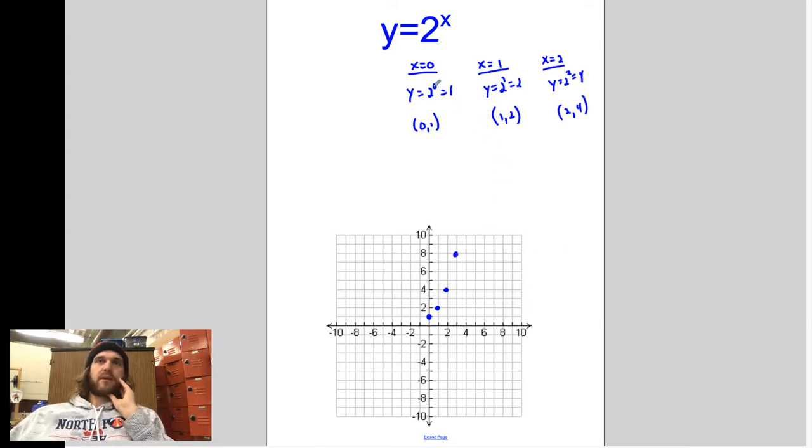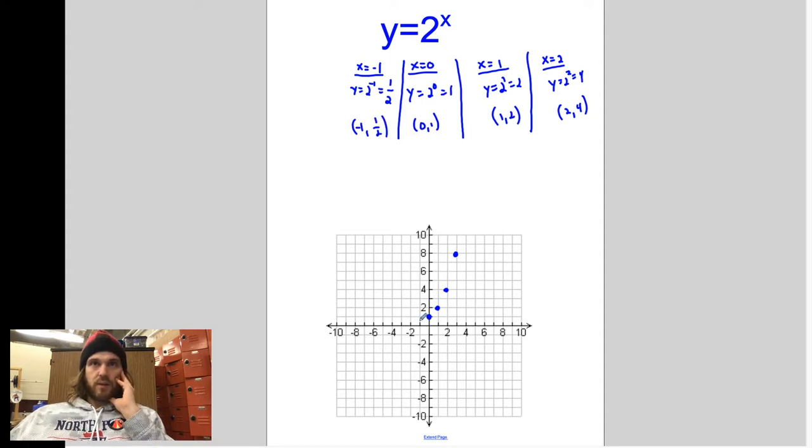Great. Okay, now I start working into my negative numbers, so I can see what this looks like. x equals -1. So that's going to be y equals 2 to the -1. Remember, a negative exponent means it's going to move down to the bottom of the fraction. That just turns into 1/2, so we get the point (-1, 1/2). So I'm going to go -1 and up 1/2. Fantastic. And I'll continue this process.